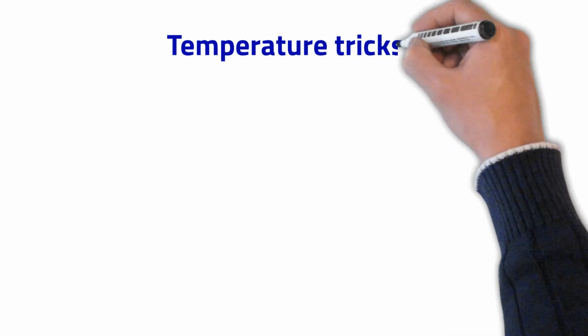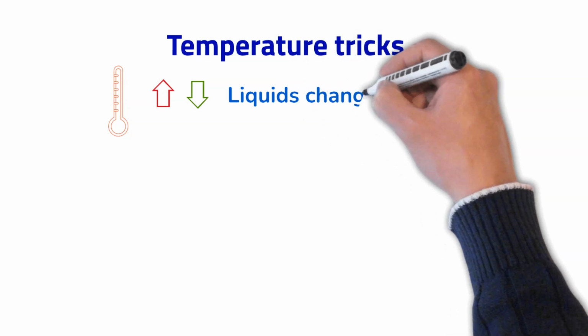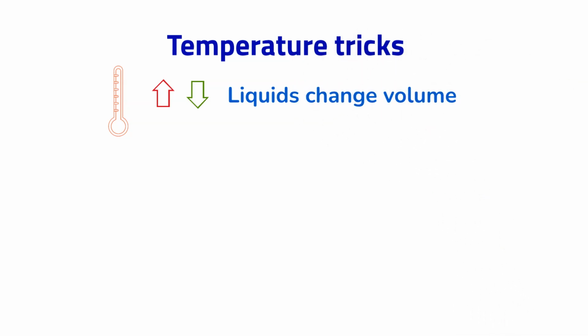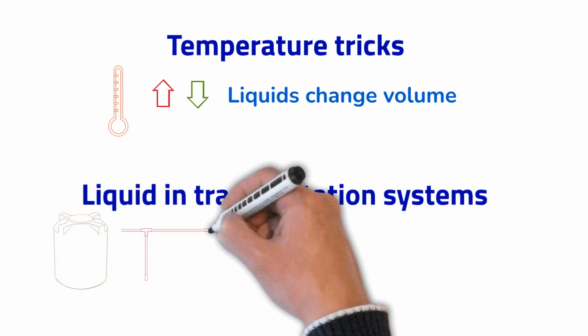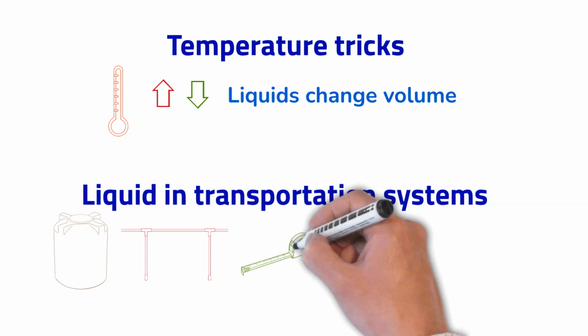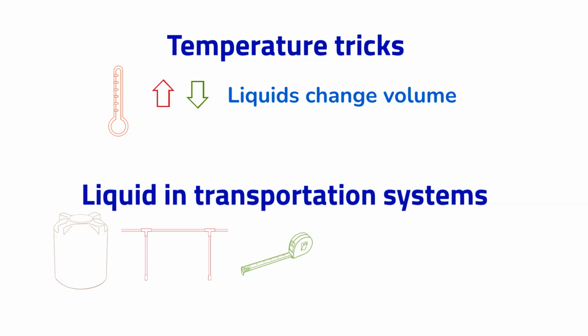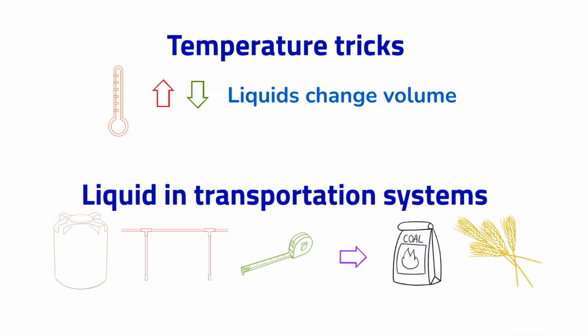Temperature tricks. Liquids change volume with heat. If you switch between volume and mass without temperature correction, your numbers drift. Liquids in transportation systems. For example, when counting oil in reservoirs, you need to account for the oil in pipes between them. Here, knowledge of physics makes it fun. You need to calculate oil weight using diameters and length of pipes and density of liquids to get to proper weight. Same for counting sand, coal, grains and other bulk goods. Mathematics and physics become very important.